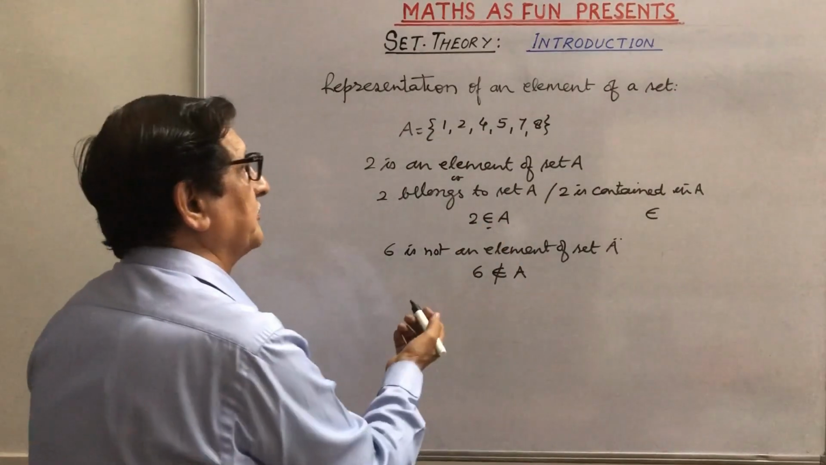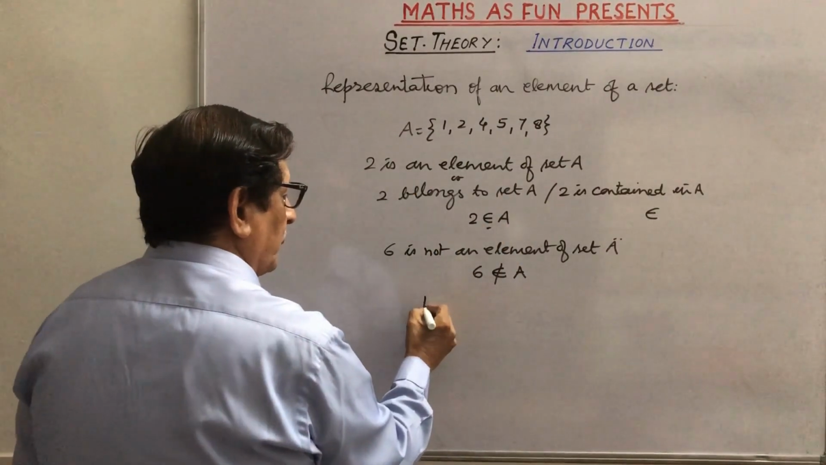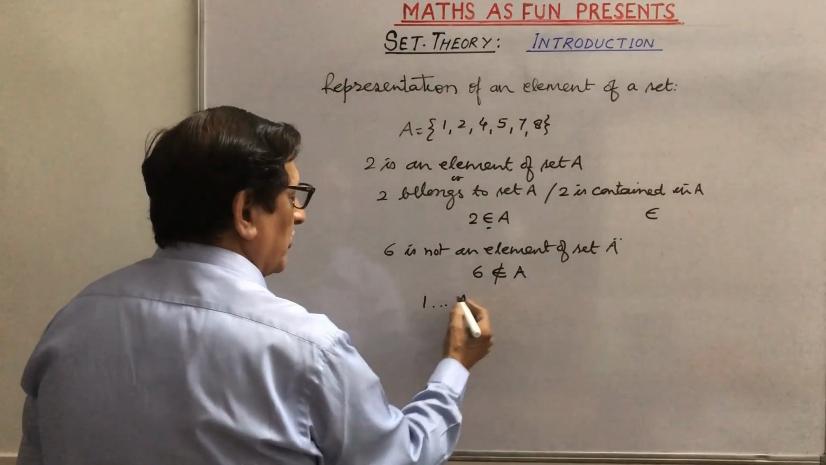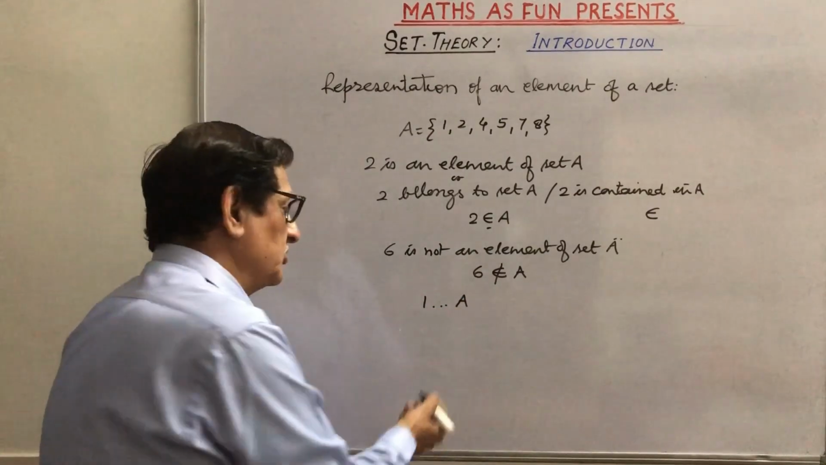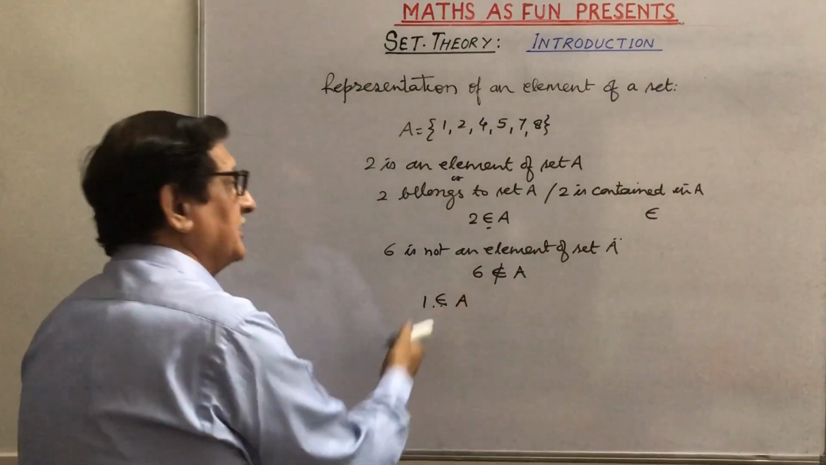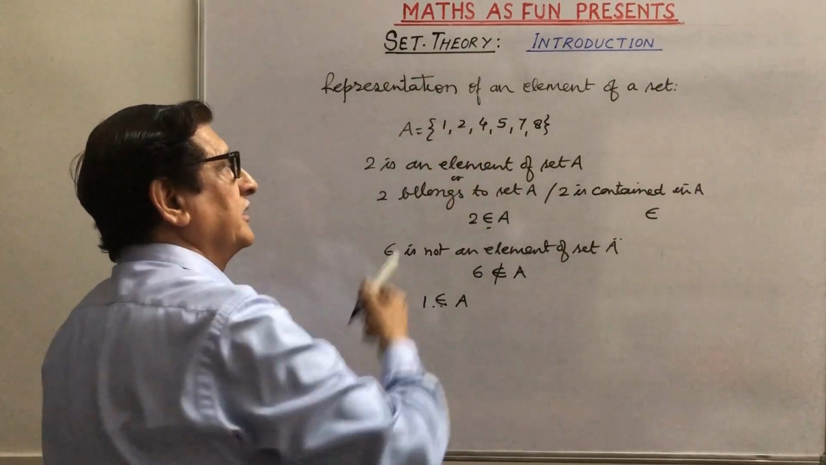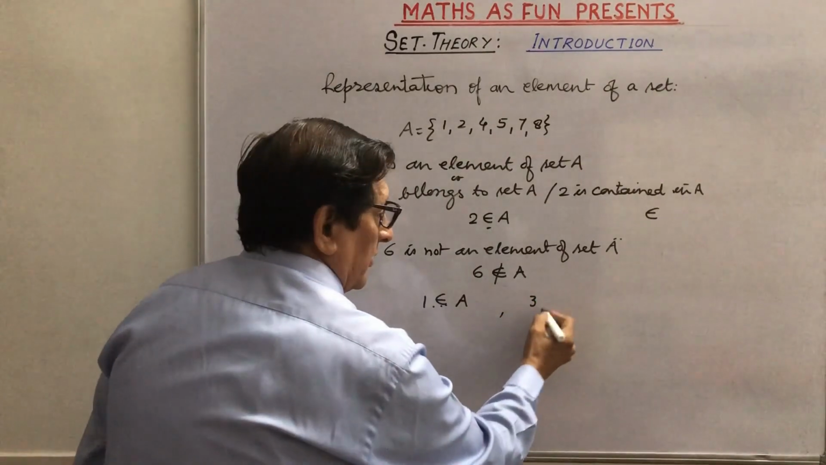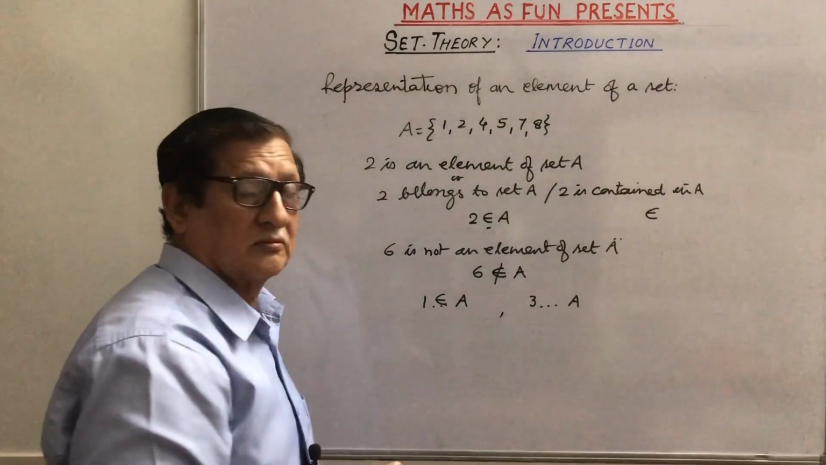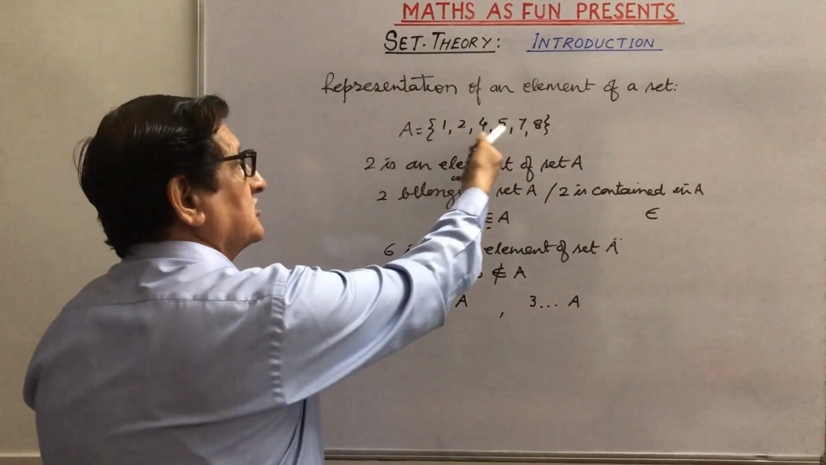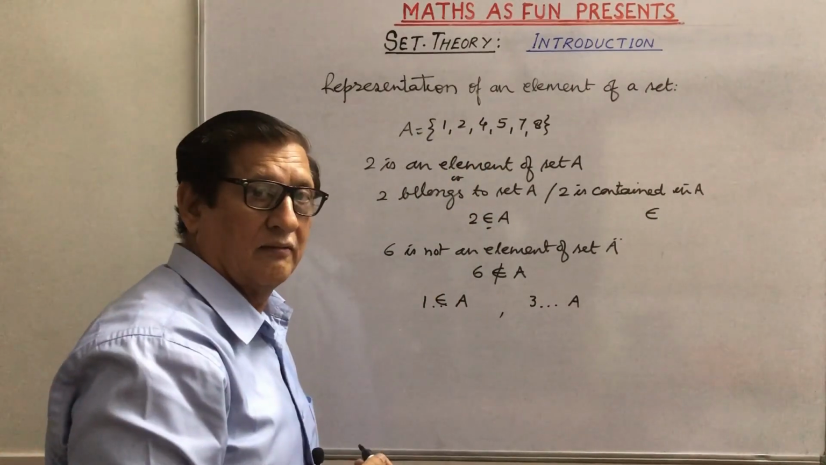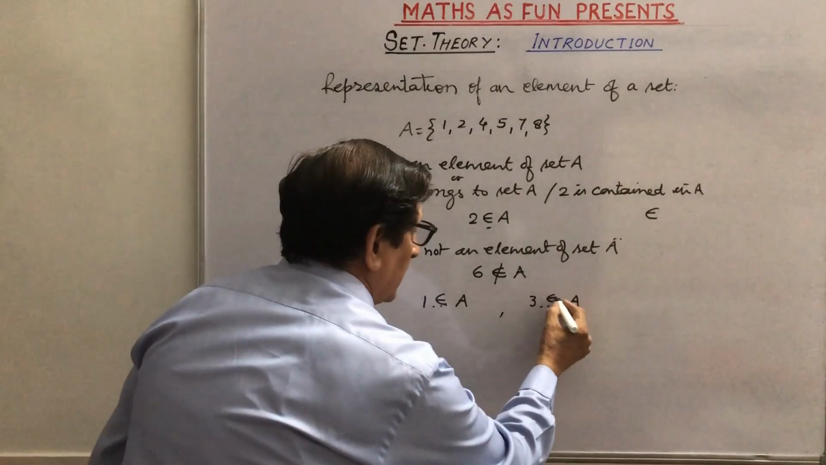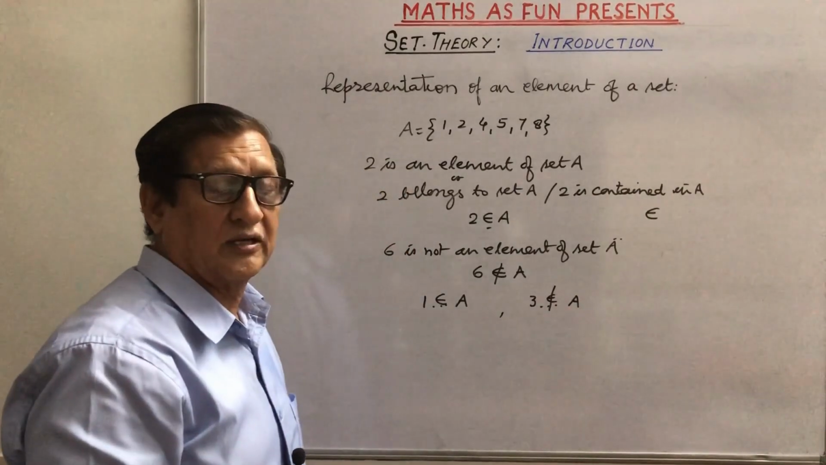Suppose we have some more examples. Suppose we want to say that 1 is an element of A or not. So the symbol used will be 1 is an element of A because 1 is contained in this. 3 is belonging to A or not. Let's see, 3 is not an element of set A. So we will write the symbol for not an element of set A.